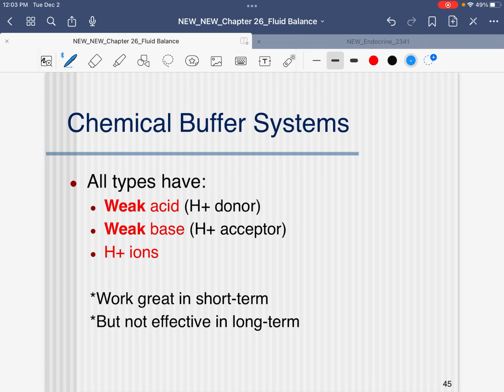So here's what you need to know. All chemical buffer systems have the same 3 components: weak base, weak acid, and hydrogen ions. I don't really care about the hydrogen part here, but I do care about weak acid and weak base. Please notice, folks, it's weak. And it's weak by design. We want it to be weak.